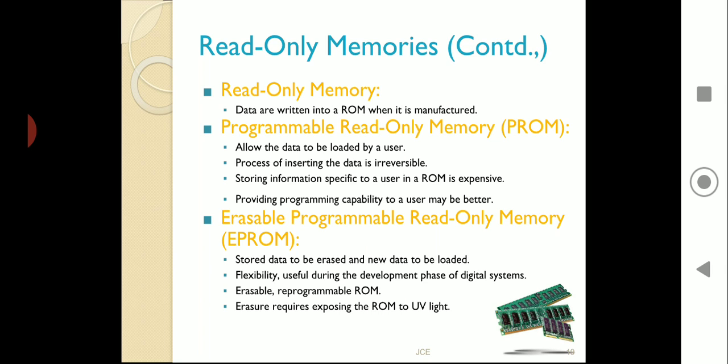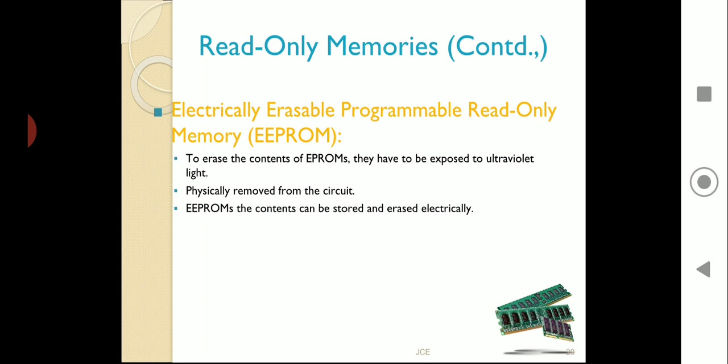Next, we moved ahead and started with various variants of ROMs. We came across programmable read-only memory, which is PROM. Then we came across EPROM. Then we saw the difference between ROM and EPROM. Next, we discussed EEPROM, that is electrically erasable programmable read-only memory. Till here we have reached, friends. We have tried to bring out the differences between PROM, EPROM and EEPROM.